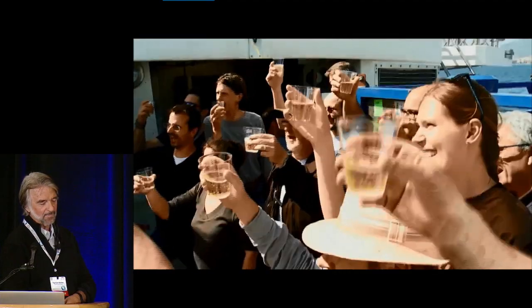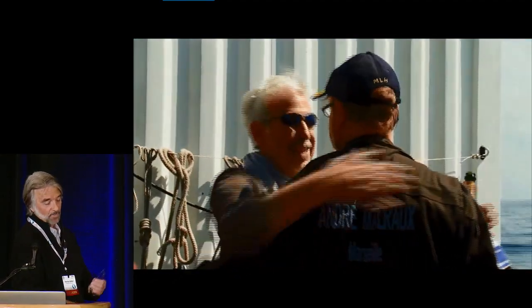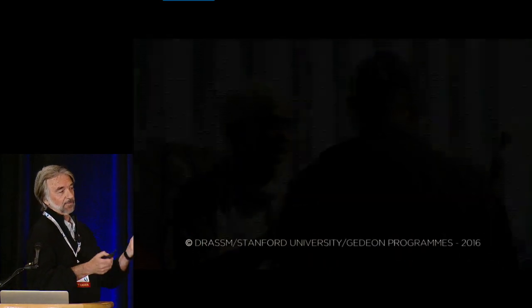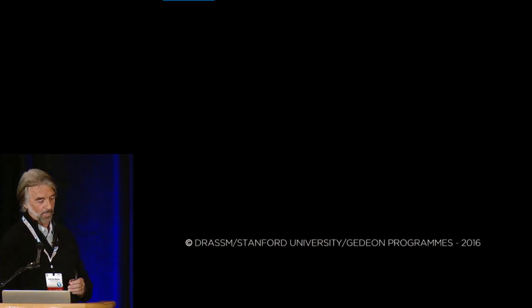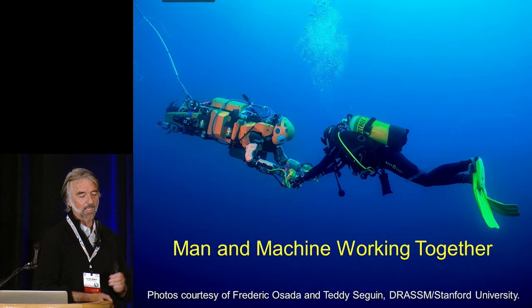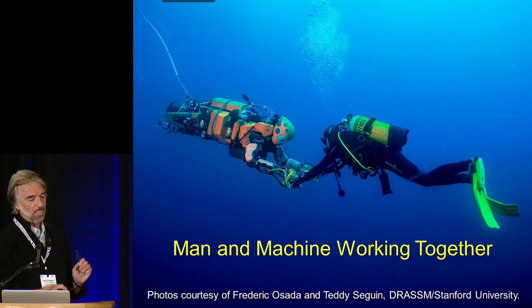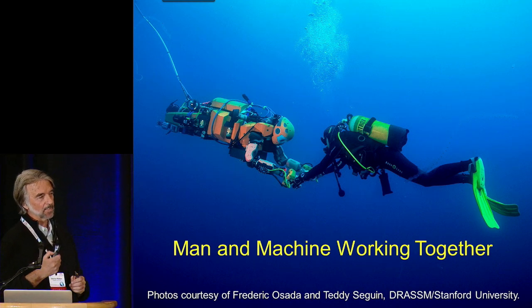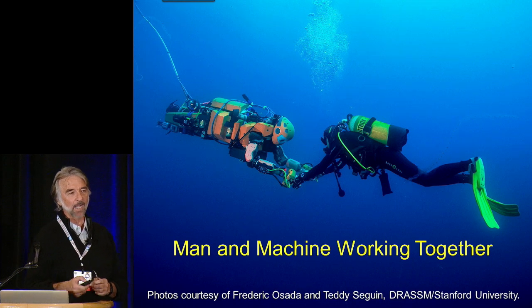And the usual celebration with, Ocean One is actually a sea vessel, so they celebrate with wine. Or champagne, rather. So this is the goal of this research, to couple man and machine, to use the intelligence and skills of the man to guide the machine.